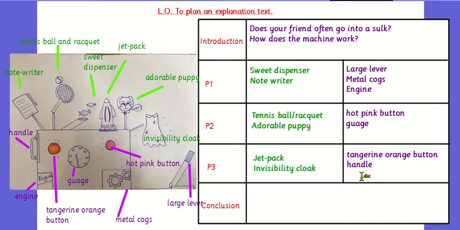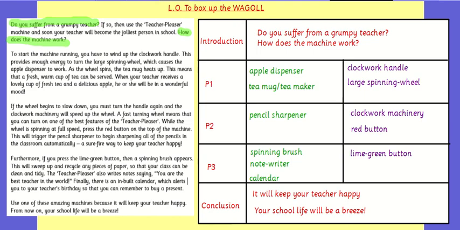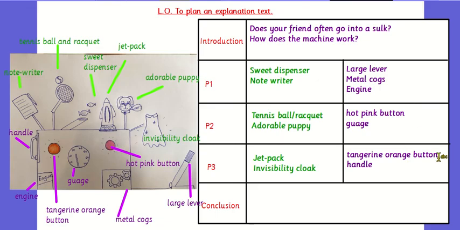And then in the conclusion. So let's look back to our conclusion. What did we have in the conclusion? It will keep your teacher happy and your school life will be a breeze. So I am going to have in here, why do we use the friend pleaser machine? Because it keeps your friend happy. Okay, and your friendship will be wonderful.